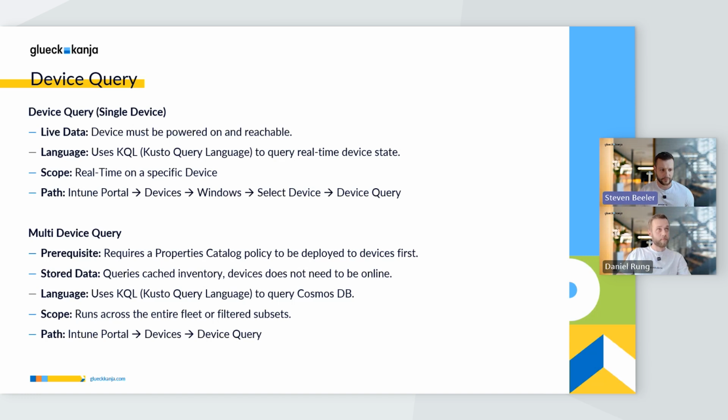For single device queries, which you execute directly on the device in the Intune blade, the device has to be powered on and reachable. Because how this works technically in the background is it uses the Windows push notification service to get an answer. And for that, the device has to be powered on. So that's the only drawback for single device queries. The device has to be powered on, but therefore you have instant real-time information.